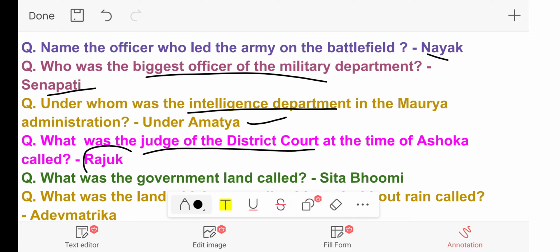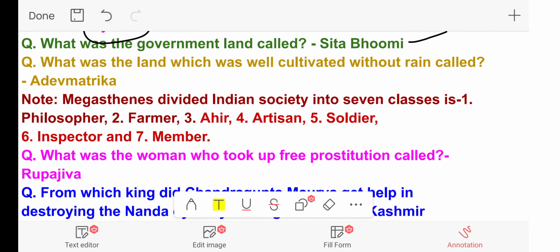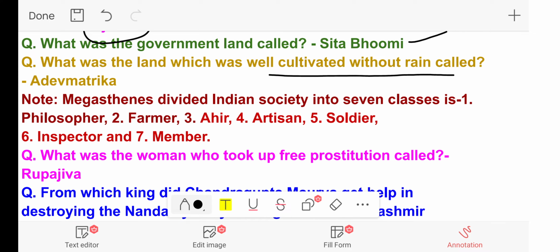Answer, Rajuk. Next, what was the government land called? And the answer is Sita Bhumi. So Sita Bhumi was the government land. Next, what was the land which was well cultivated without rain called? And the answer is Adev Matrika.